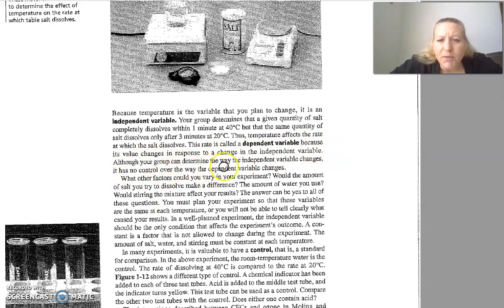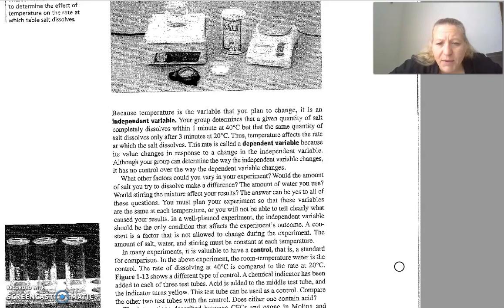Although your group can determine the way the independent variable changes, it has no control over the dependent variable and how it changes. What other factors can vary in your experiment? Would the amount of salt you try to dissolve make a difference? The amount of water you use? Would stirring the mixture affect your results? The answer can be yes to all of these questions. You must plan your experiment so that these variables are the same at each temperature, or you will not be able to tell clearly what caused your results.